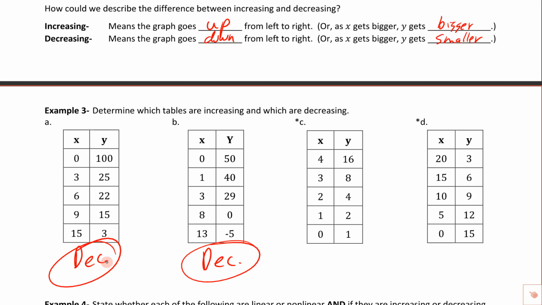And let's take a look at C. Now there's an asterisk by this one, so let's take a good close look at it. This goes from 4 to 3 to 2 to 1. So the x values are in the opposite order. So let's look at this list backwards.